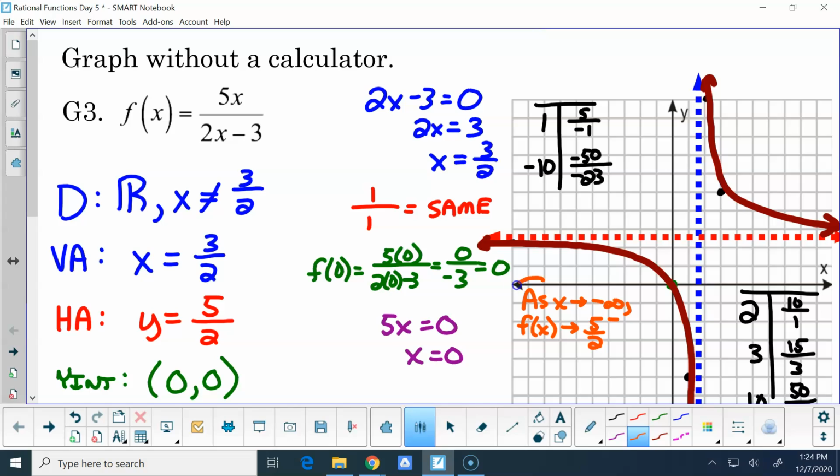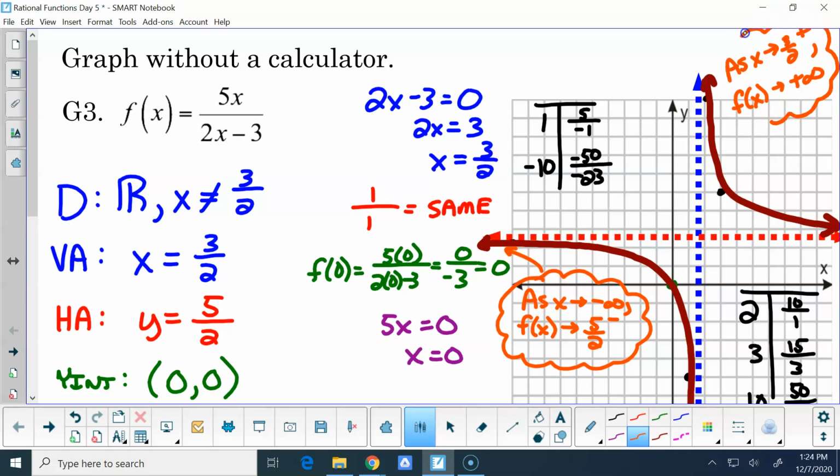As x approaches negative infinity, f of x approaches 5/2 from below. That's that one right there. Okay. As x approaches 3/2 from the right, f of x approaches positive infinity. There's that one up there. Okay? And so on and so forth.